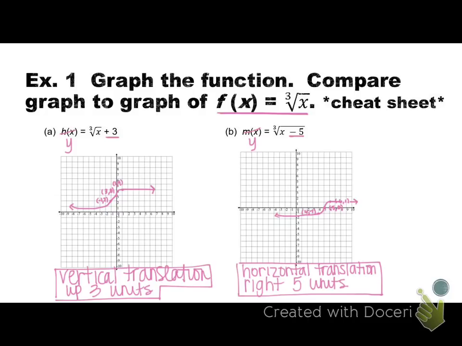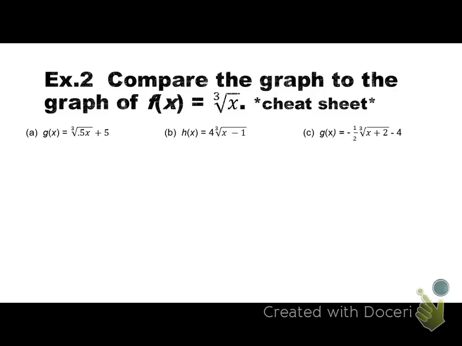Now that takes us into our final example, where we are once again asked to compare the graph to the graph of f of x equals the cubed root of x. So remember, this is our parent function. Again, not a bad idea to make that note if you need to remember, because in order for us to find the transformations, we've got to be able to recognize the parent function.